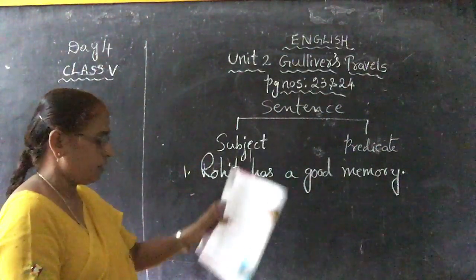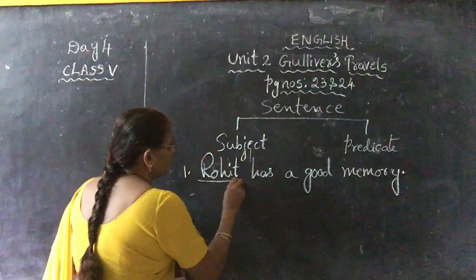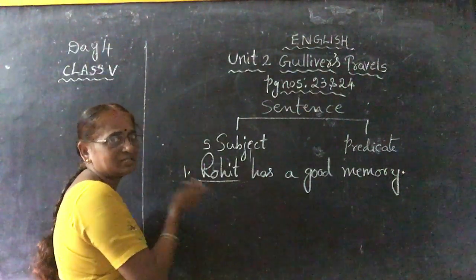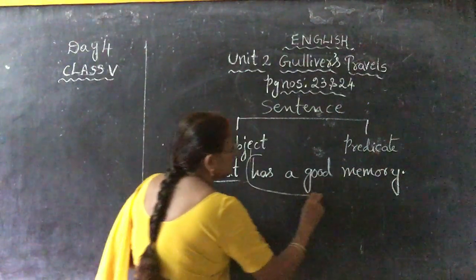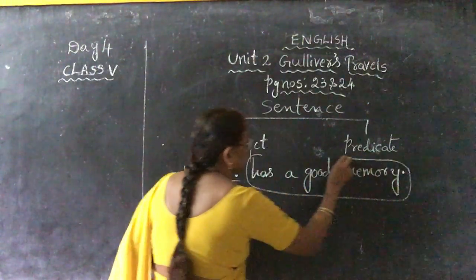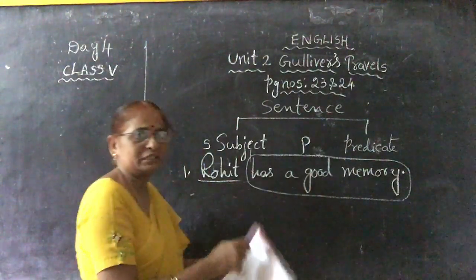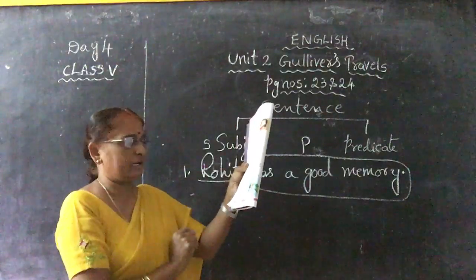Okay, so what is happening? See, Rohit. You underline Rohit, which means the subject, and write S for subject. P for predicate. Now you encircle this predicate, children: has a good memory, write P. Do it in the textbook only. Underline the subject, circle the predicate, children.